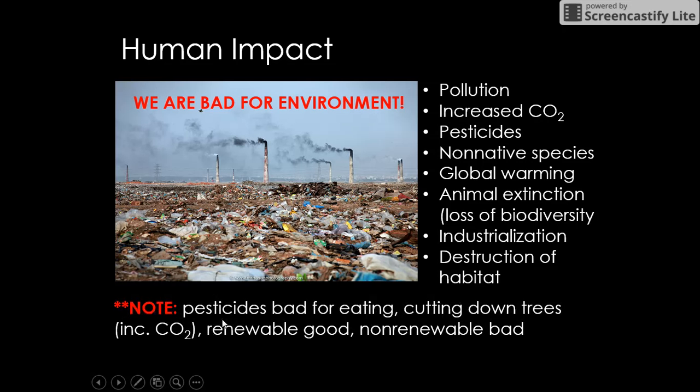Some key notes. Pesticides are bad for eating. Pesticides are chemicals. If you ingest it, you will probably die. Cutting down trees increases carbon dioxide. If you cut down a bunch of trees, you're going to increase carbon dioxide in the atmosphere. Other key things to definitely write down. Renewable is good. Non-renewable is bad. Anytime you see renewable, that's a good thing. Anytime you see something that says non-renewable, that is a bad thing.